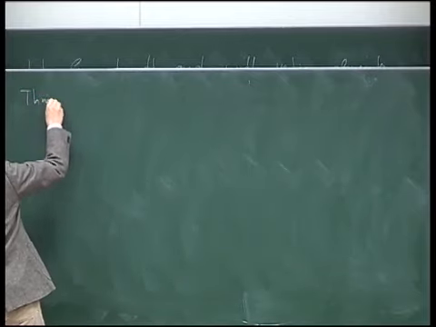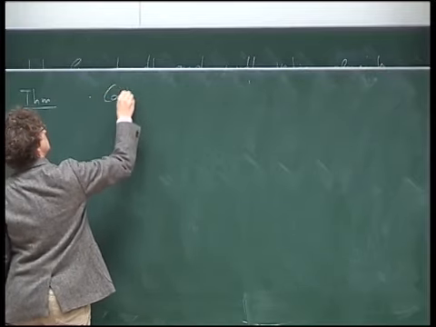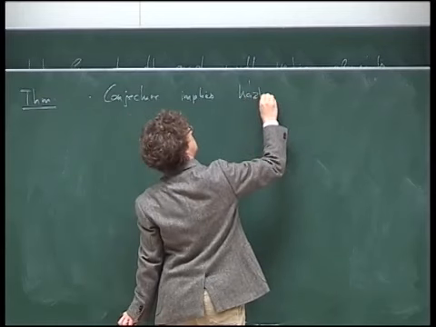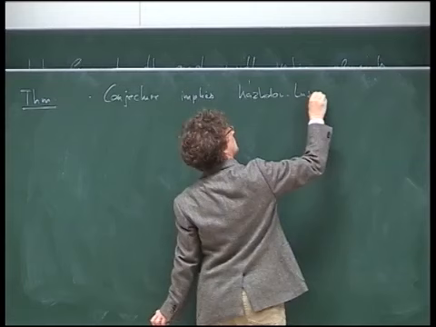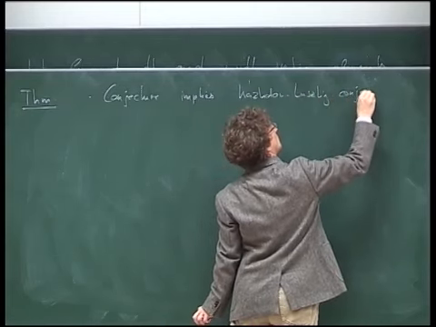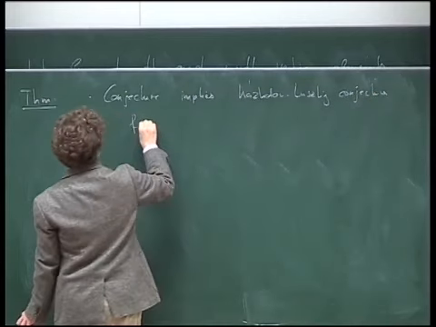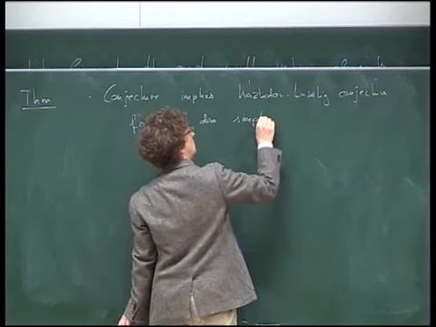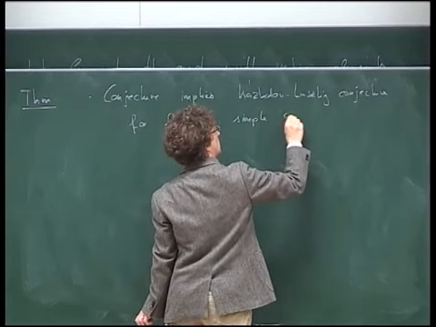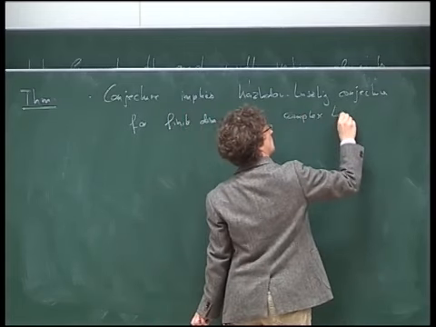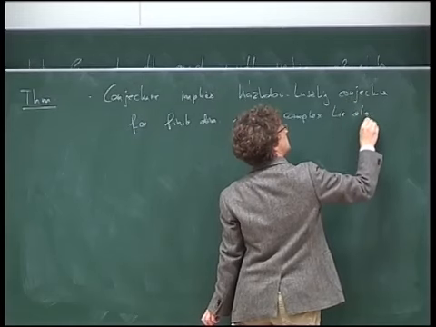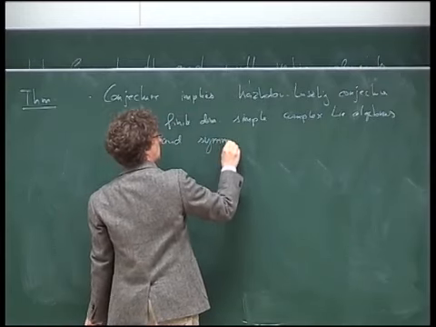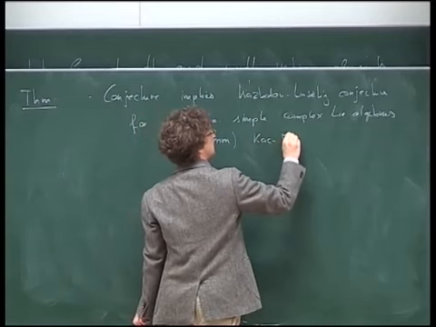So the theorem: the conjecture implies the Kazhdan-Lusztig conjecture for finite dimensional simple complex Lie algebras and Kac-Moody algebras and symmetrizable Kac-Moody algebras.